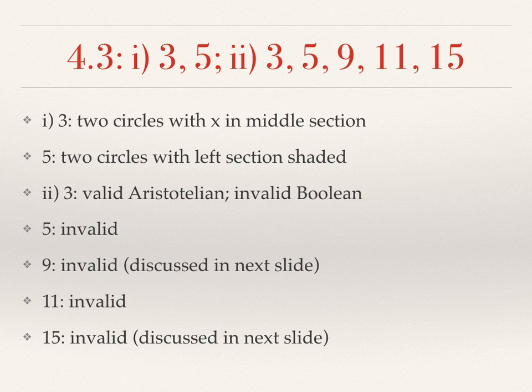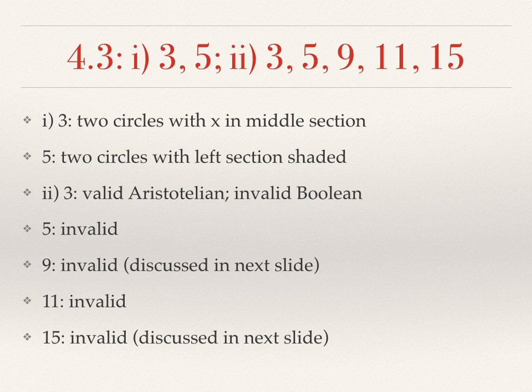Number 5, if we draw these out, you have to use the square of opposition to restate the it is false claim into its contradictory. You end up with the first proposition being two circles with an X in the middle section, and the second proposition being two circles with an X in the left-hand side of the drawing. That's not the same, and so it's invalid.